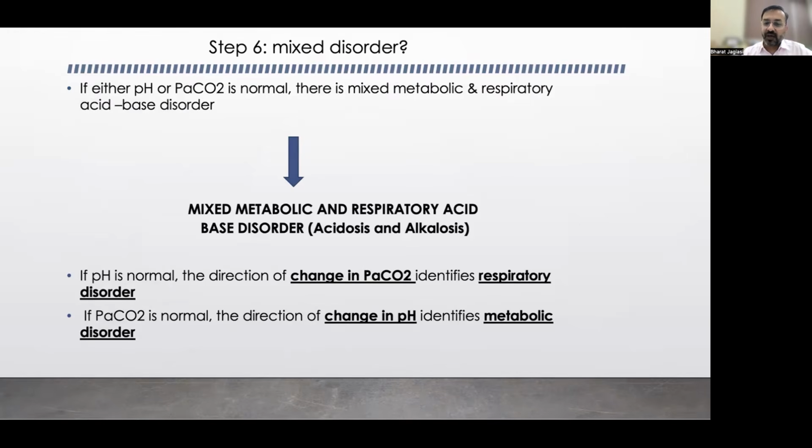If the pH is normal, the direction of change in PCO2 identifies the respiratory disorder. If the PCO2 is normal, the direction of change in pH identifies the metabolic disorder. So if there's a normal pH, always look for the PCO2 direction, and it tells you what the respiratory disorder is. If the PCO2 is normal, then look for the change in direction of pH. It identifies the metabolic disorders.